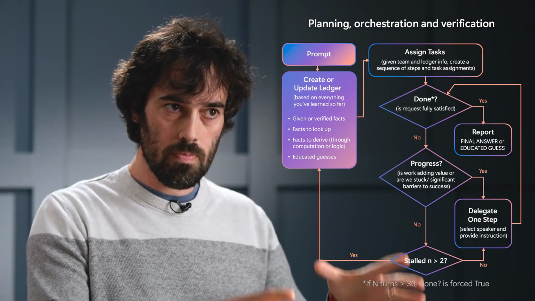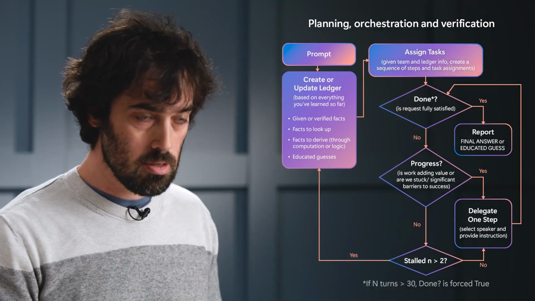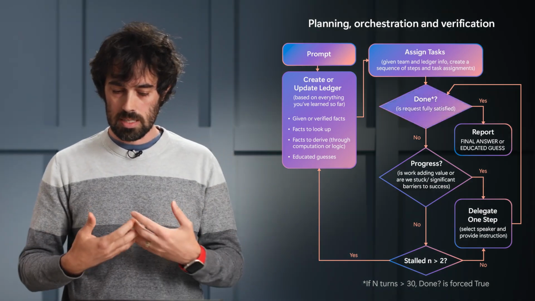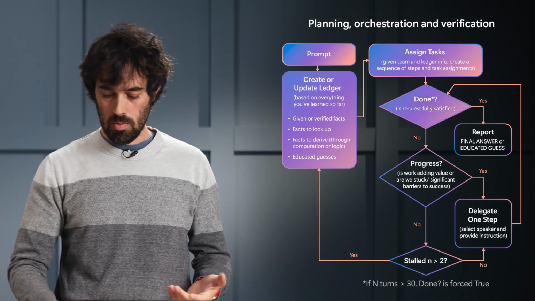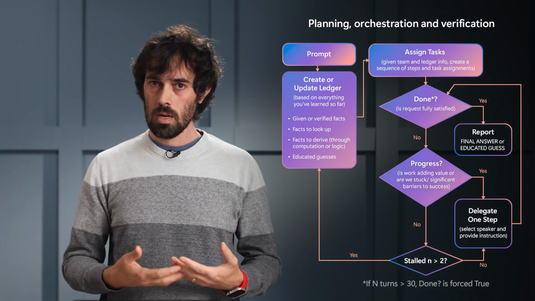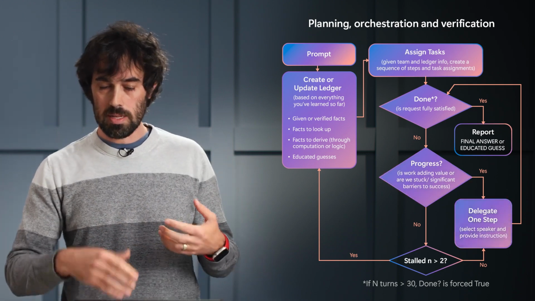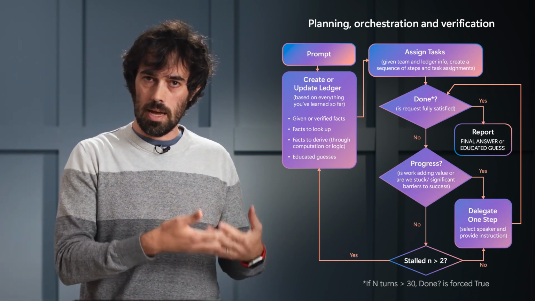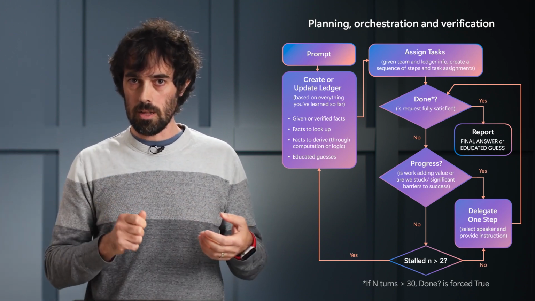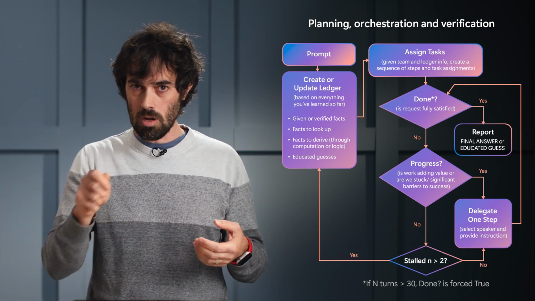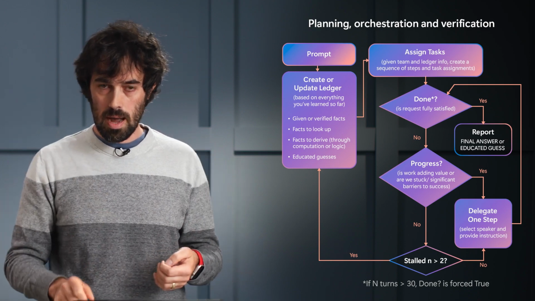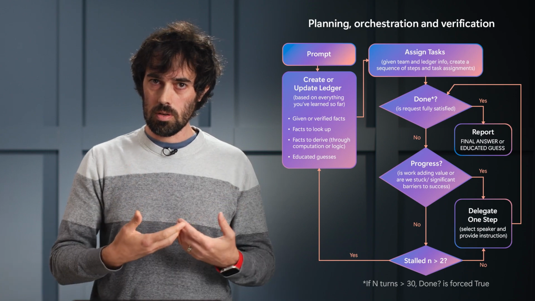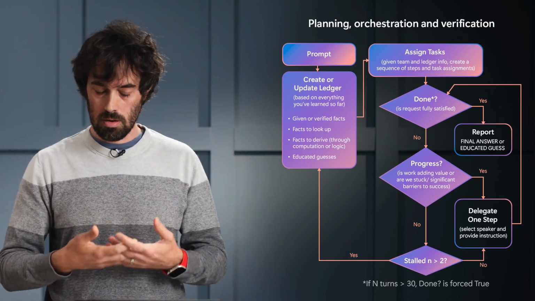So once we have that ledger, we assign the tasks to the independent agents, and then we go into this inner loop where we ask first, are we done? If not, are we still making progress? As long as we're making progress, we'll go ahead and delegate the next step to the next agent. But if we're not making progress, we'll note that down. We might still delegate one other step, but if that stall occurs for three rounds, then we will go back, update the ledger, come up with a new set of assignments for the agents, and then start over.